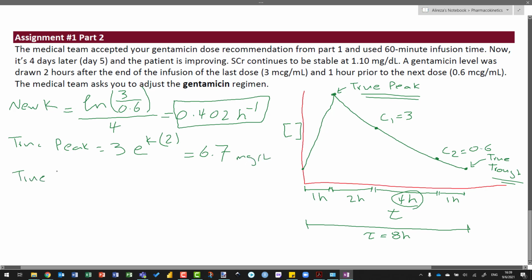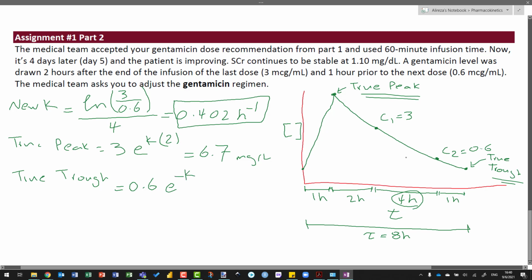And then we do the same to get the true trough. Again, you can use either C1 or C2 or even true peak that you calculated now, as long as you calculated it correctly. In this case, I'm going to use C2 because it's closer to trough, and I know there's only 1 hour between them, so that's going to make the easiest calculation. So I'm going to say basically 0.6. Now, because we're going in different direction, you do need to put a negative before k.